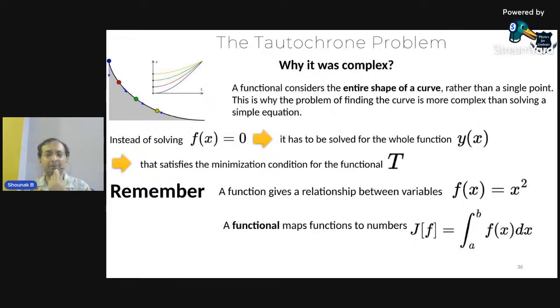Okay, now I will quickly glance through this. This is something called functional versus function. A functional considers the entire shape of the curve rather than a single point, and that is why it was very complex. A function is just finding a particular point. So the solution it got is a cycloid. You know what a cycloid is, it looks like this. So ultimately the solution comes out to be a cycloid. This is how the Euler-Lagrange equation works.